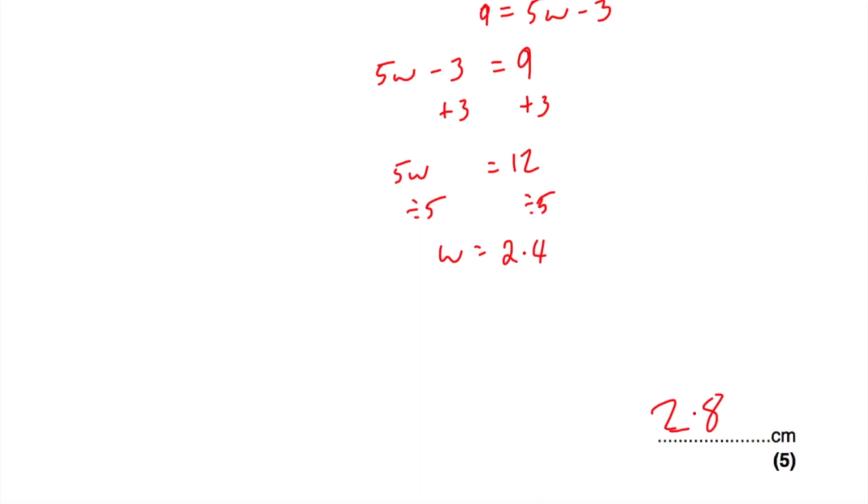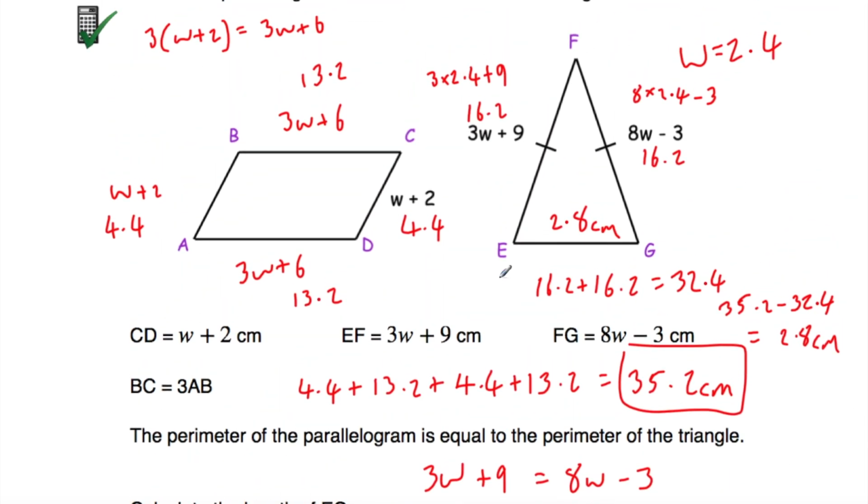I'm just going to recap that question because there were quite a few steps in that one. We can start with the isosceles triangle, that the left-hand side is equal to the right-hand side. We can then work out what W is because that makes an equation: 3W plus 9 is equal to 8W subtract 3. And you solve that equation and you get that W is equal to 2.4.